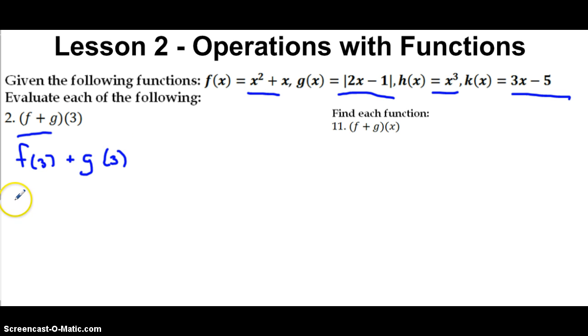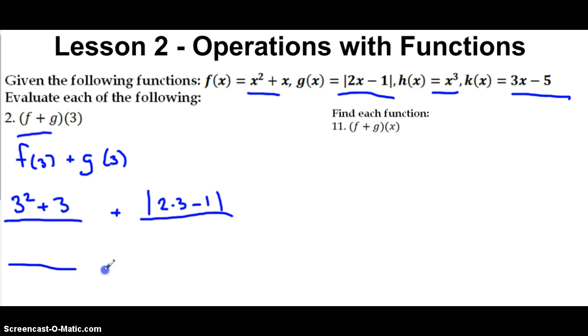So the f of 3 is going to be, let's just write this over here in the first part, 3 squared plus 3. And for my g of x, it's going to be the absolute value of 2 times 3 minus 1. All right. Well, this number gives me 12. This number gives me, let's see, 6 minus 1. It's the absolute value of 5, which is just 5. Add these guys together, and my output is going to be 17. All right. That's all it is. You add the f of 3 plus the g of 3.